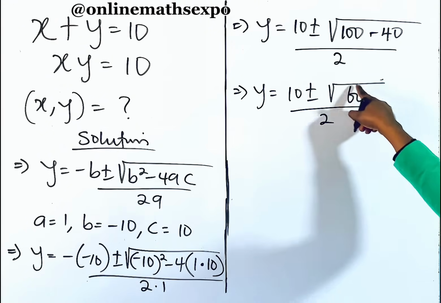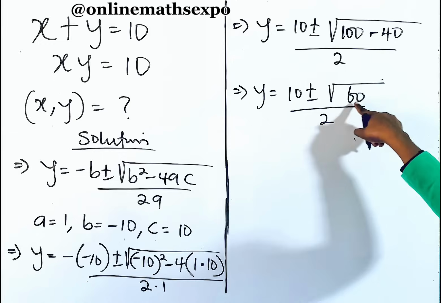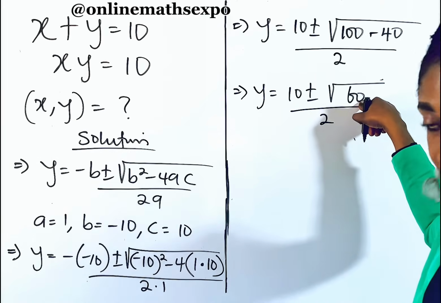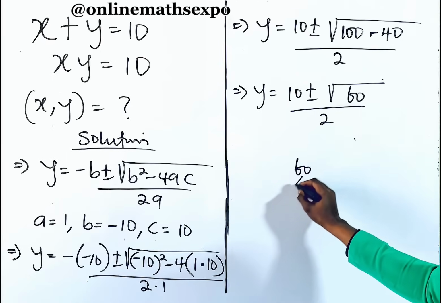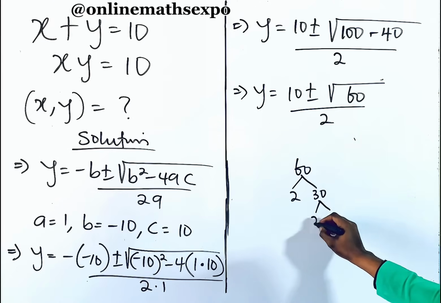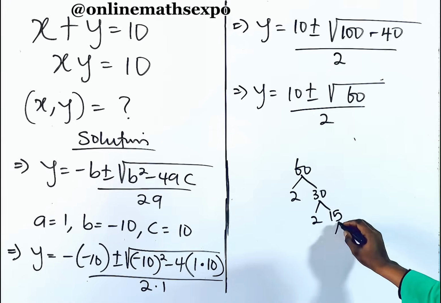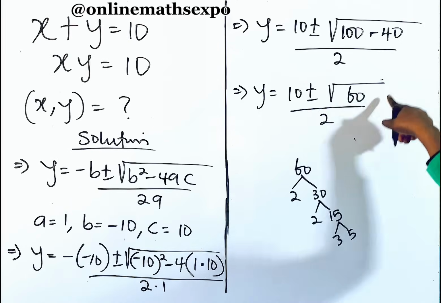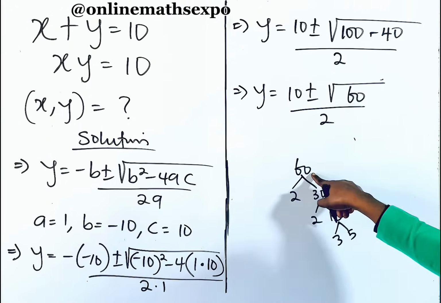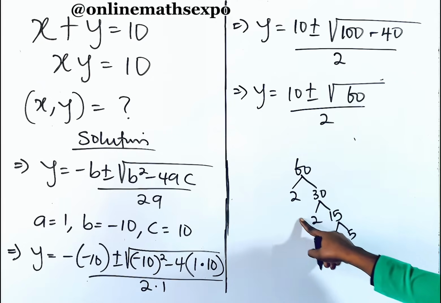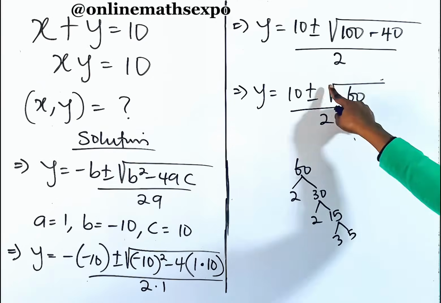Now we're going to simplify this to bring out the perfect square. 60 is not a perfect square, but there is a perfect square in 60. To quickly bring that out, we know that 60 is 2 times 30, 30 is 2 times 15, 15 is 3 times 5. We can't reduce 5 because it's a prime number. Now, because we are dealing with a square root, we are going to gather this. You see that 60 is 2 times 2 times 3 times 5. Now, we're going to group this in twos, because it's a square root.